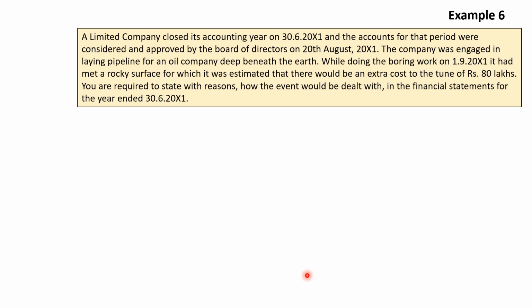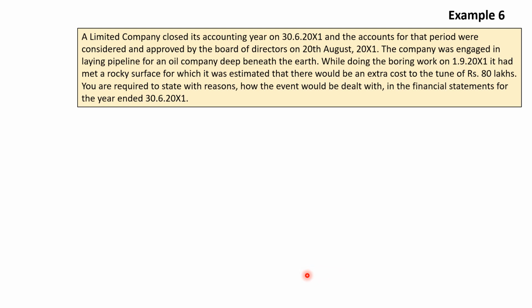financial statements. The company was engaged in laying a pipeline for an oil company deep beneath the earth, while doing the boring work on 1st of September 2021, that is, after 20th August, it had met a rocky surface for which it was estimated that there would be an extra cost to the tune of rupees 80 lakh. So suddenly their project cost has gone up by rupees 80 lakh.